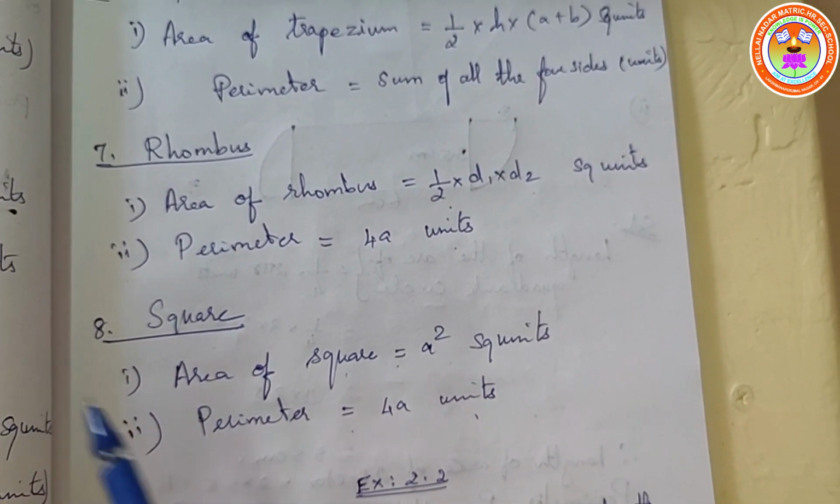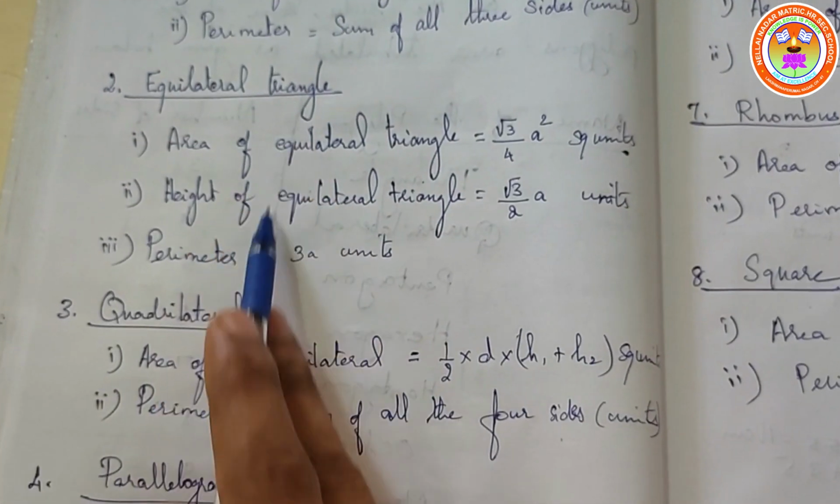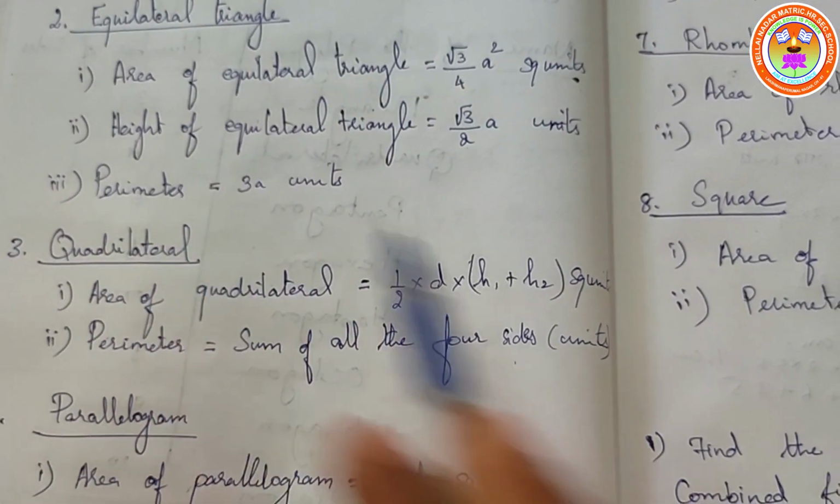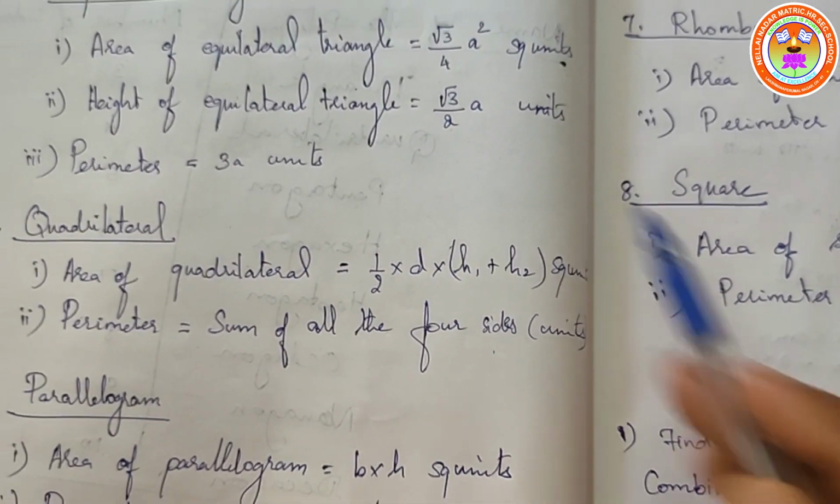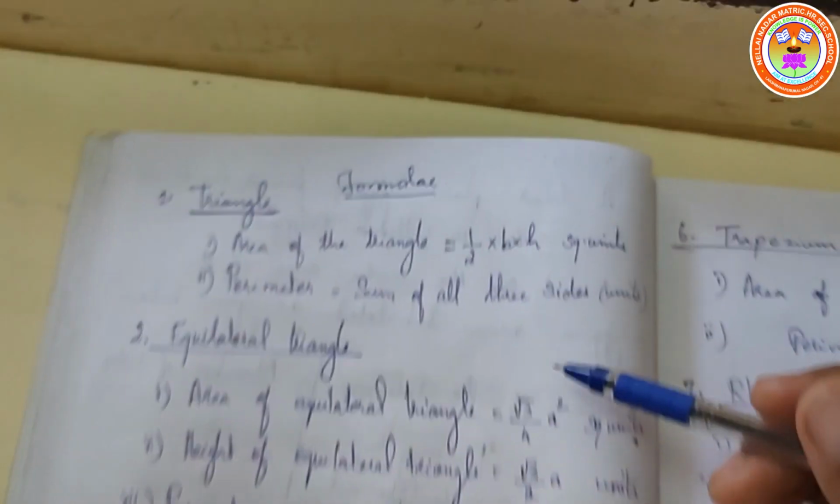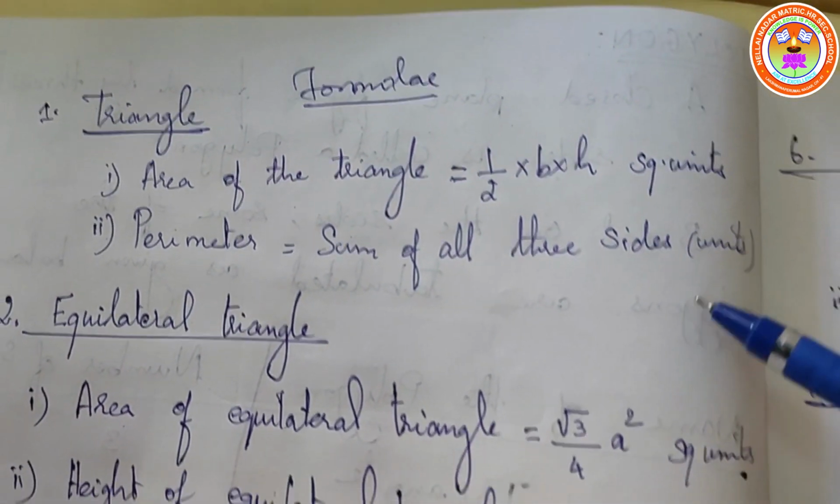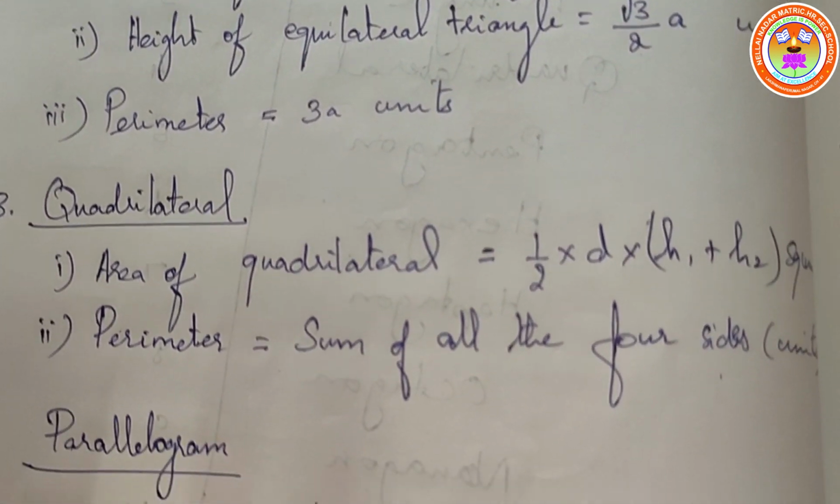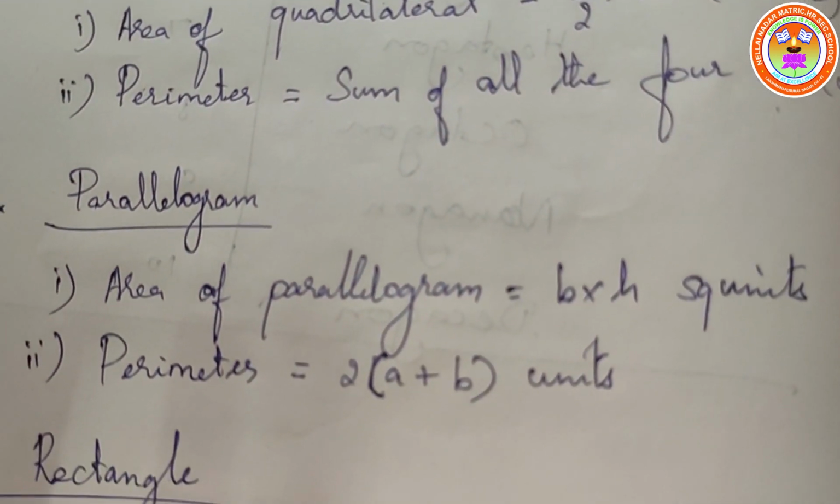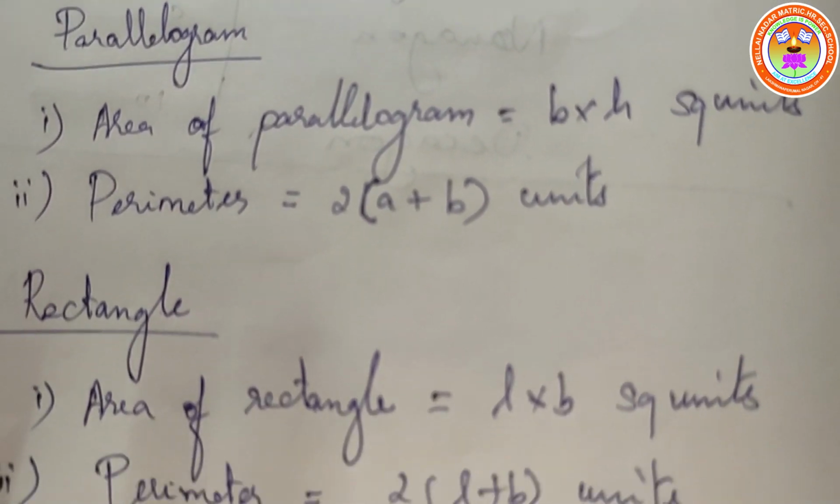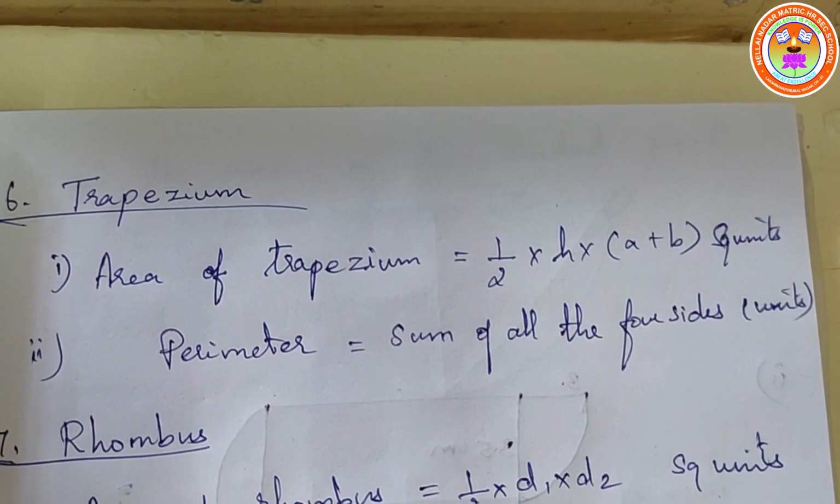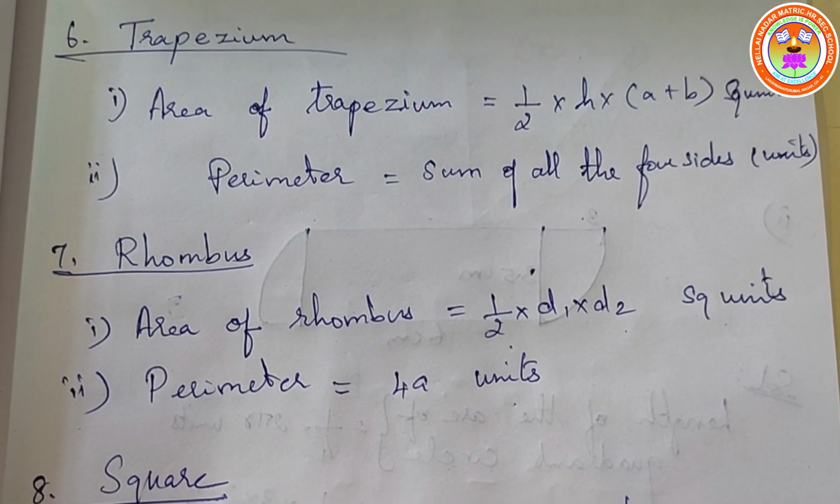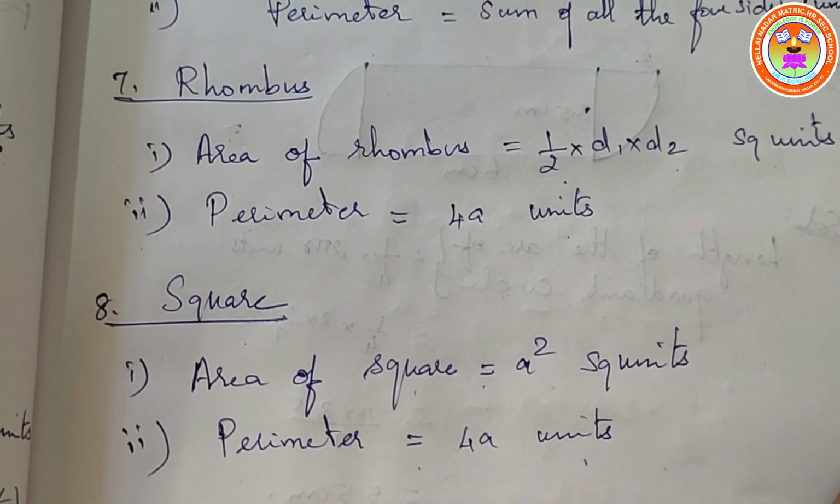There are 8 formulas. Under those 8 formulas we are having 2 formulas each, so 16, except in the equilateral triangle we have one more extra. So totally 16 plus 1, 17 formulas you have to write. Again I am showing this clearly. You can pause it and copy down all the formulas one by one. These are all very important formulas, so you have to memorize all the formulas.